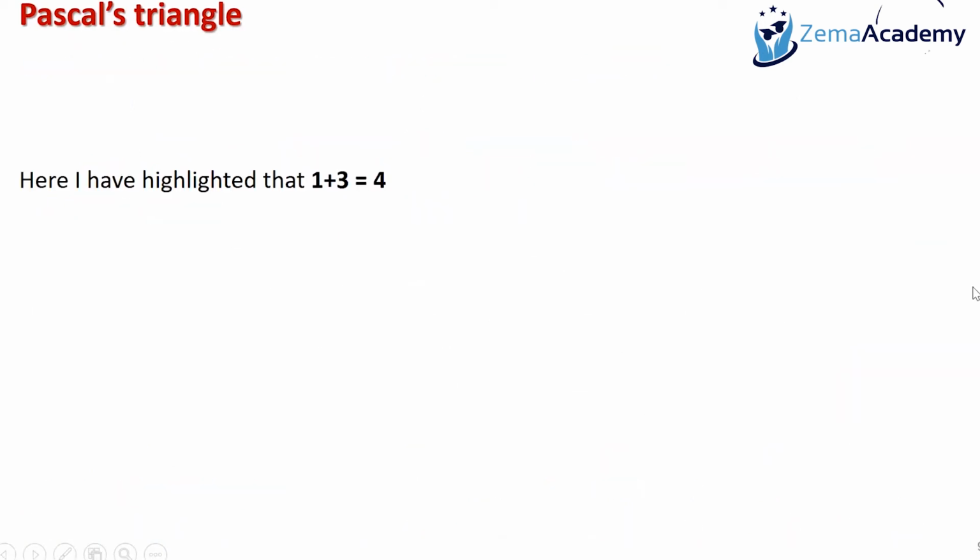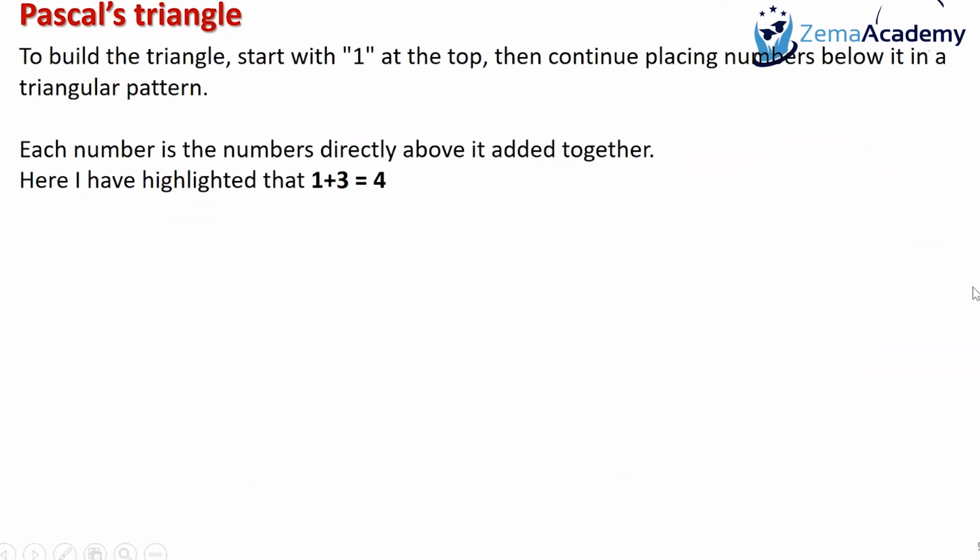Now, in order to help you out, in the next slide I have done that. So the conclusion for the Pascal triangle is that you start with 1 at the top and then you continue placing numbers below it in a triangular pattern. The left hand side edge is always 1, and the right hand side edge of this triangle is always 1. And what you have to do in the middle is add the number directly above it and place that number in the box.